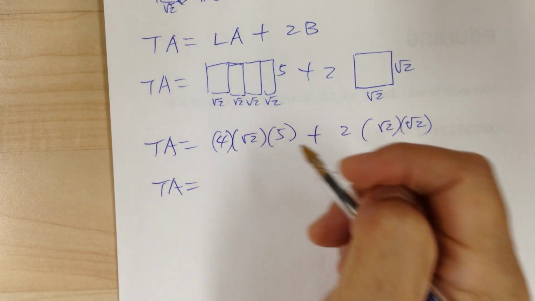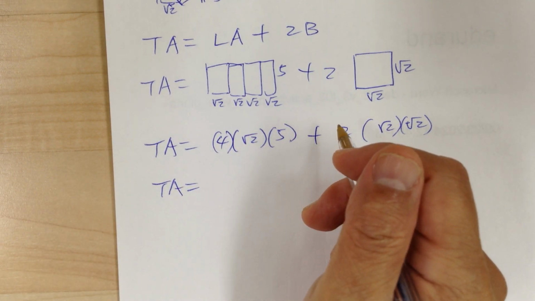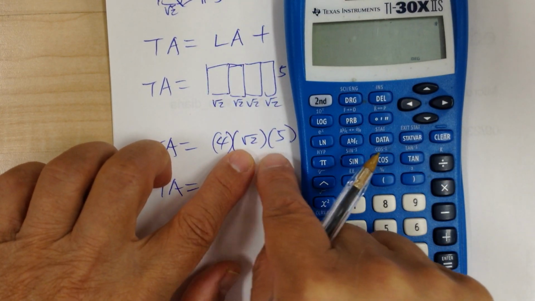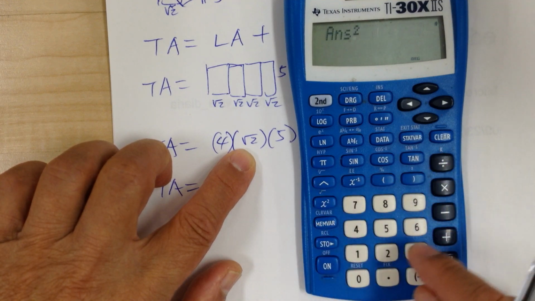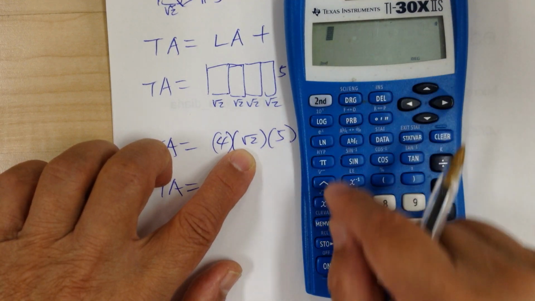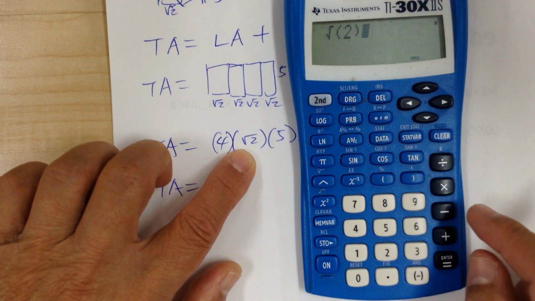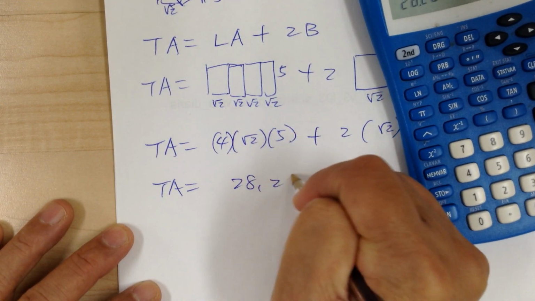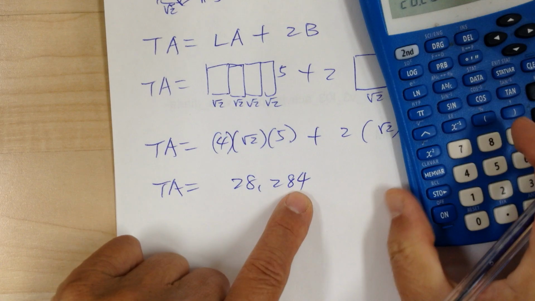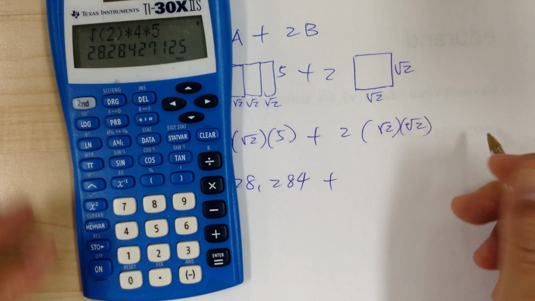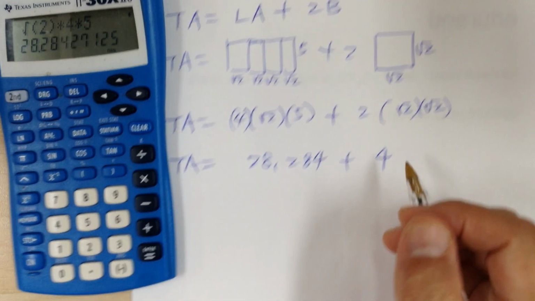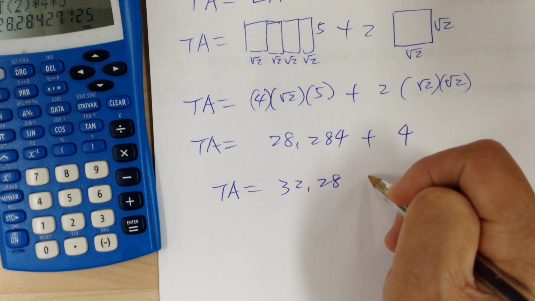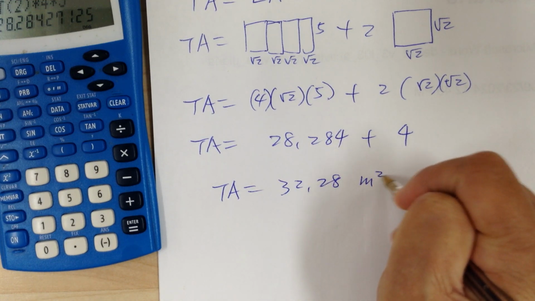So total area will equal, so this one use your calculator. Let's work it out. I'm going to do the square root first. So square root of 2 times 4 times 5 equals 28.284. I'm going to carry extra digits and round it off later. And this will be equal to 4. And so when I add this together, we get 32.28. And the label would be meters squared.